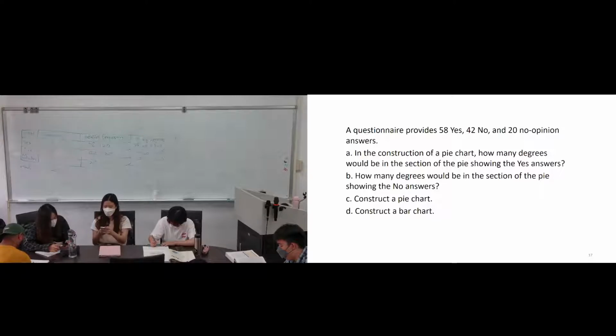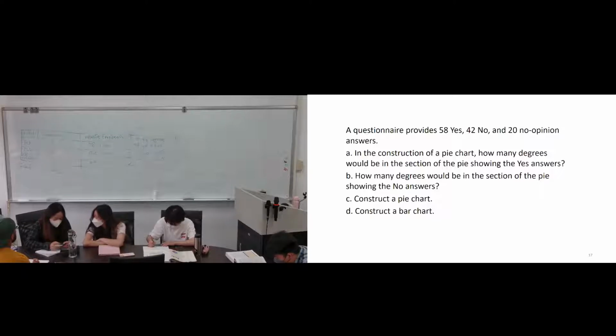174. It is almost half of the circle. That's yes. That's the yes category. And then we need to specify the relative frequency. 58 divided by 120. Oh, that's about 48.33%.